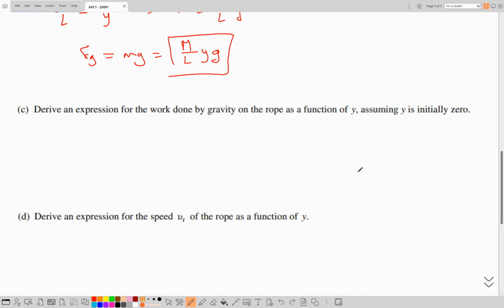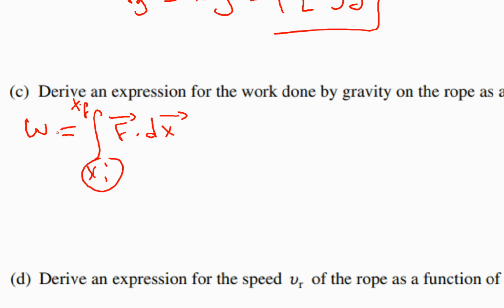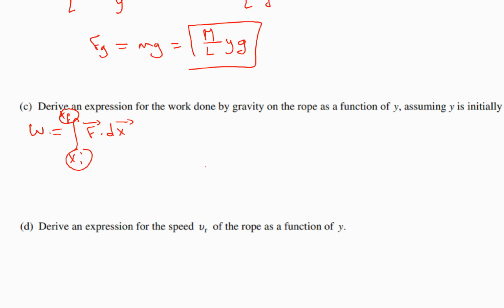In part C, we need to derive an expression for the work done by gravity as function of y, assuming that y is initially 0. Now we know that the work done by a force is given by the line integral of the force. Let me write it like that, then I will explain. From initial position to final position. Now here, you should be very careful when performing this integral, because you need to identify what's your initial position, what's your final position, what's the direction of the force with respect to the default positive y direction.